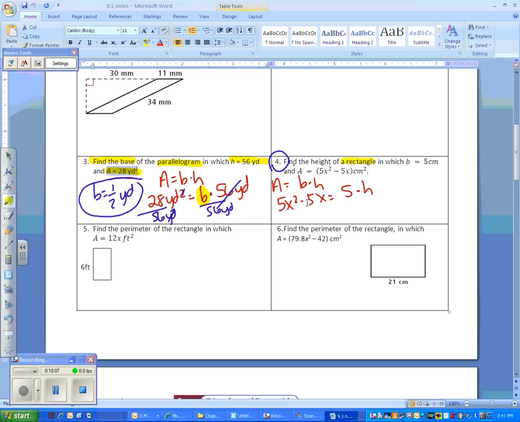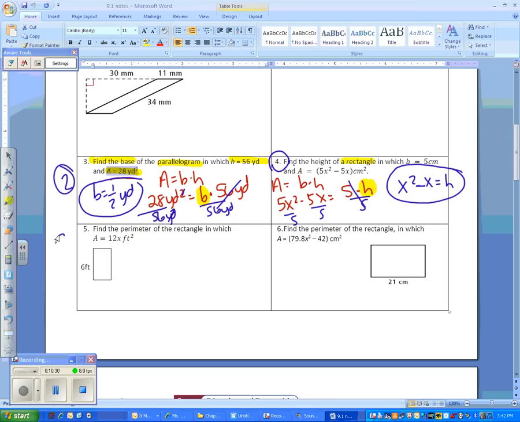You're solving for h. So what's the opposite of multiplying by 5? It's dividing by 5. So you divide every single thing by 5, and you're going to get x squared minus x equals the height. Cannot solve for x. That is your answer. Okay, so the second type of question I can ask you is, given the area and one dimension, find another dimension.